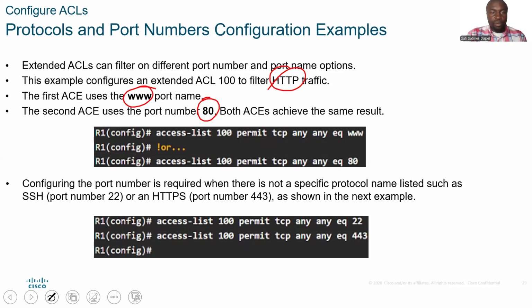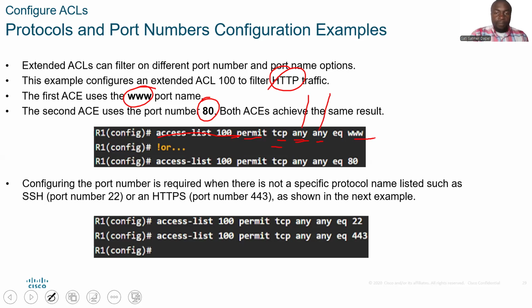So this is an example. Access list 100 and then permit, then you see TCP, which is the transport protocol. Any, that means the source address. This is the source address. This is the subnet mask. So permit any, that is any IP address with any subnet mask that equates to www.